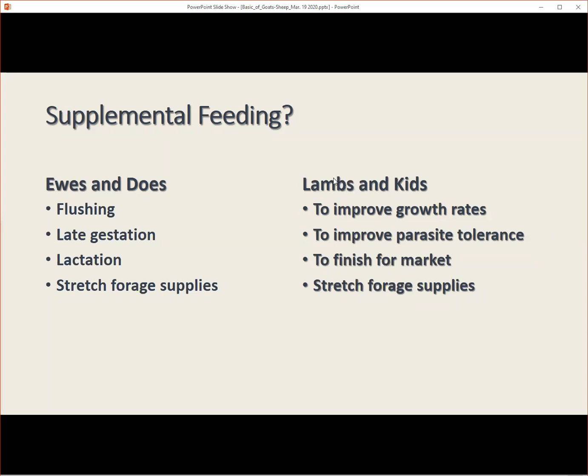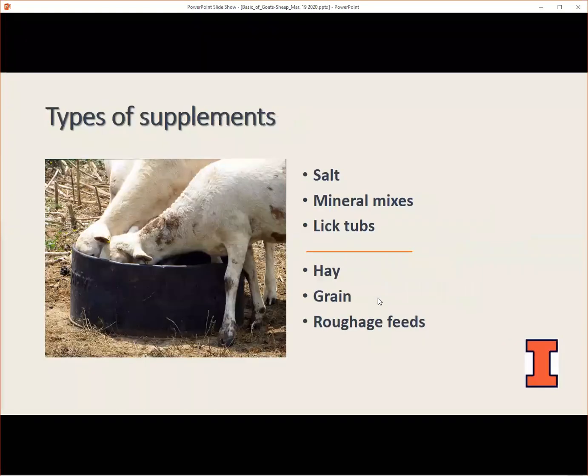Now, on the other hand, for lambs and kids, we can do that, first of all, to help them grow faster and finish faster for market. Sometimes it can help with parasite tolerance. And once again, if we're running out of forage, we can stretch those forage supplies. Types of supplements are typically salt and mineral mixes. Here, at least in the central part of the state where I am, when raising sheep, selenium. We're selenium deficient, and sheep need selenium. It's not that kind of an issue with goats, but sheep need selenium.